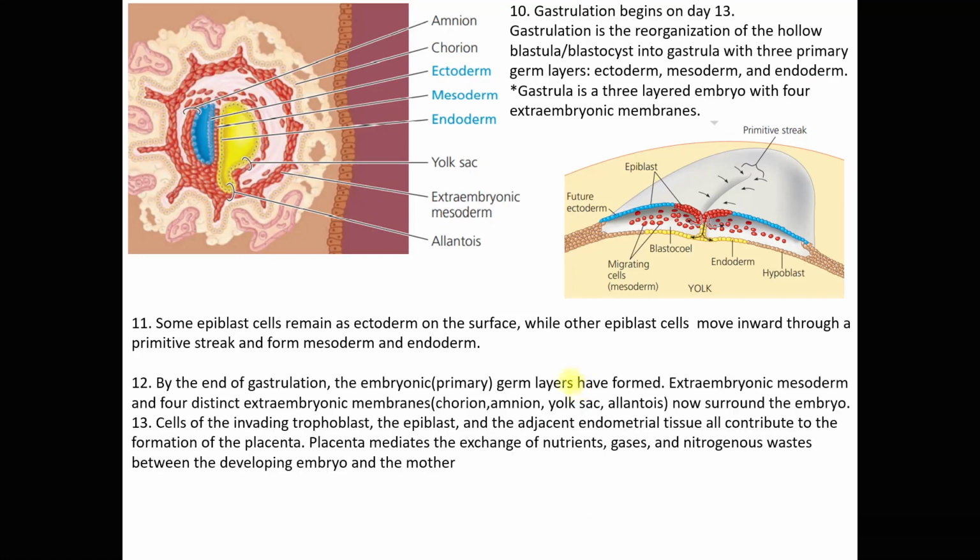So by the end of the gastrulation, the primary germ layers in the embryo have been formed. So we need to say the embryo has these 3 primary germ layers. This marks the end of the gastrulation. So it is the ectoderm, the blue ones here, and then this is the mesoderm. Meso means middle, ecto means outer. And this is the endoderm, which means inner.